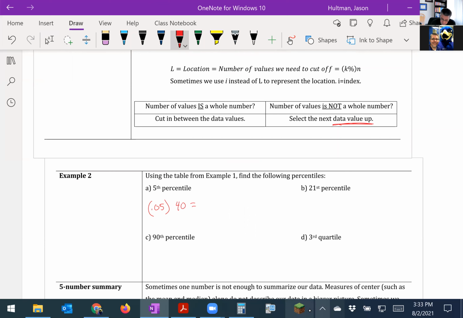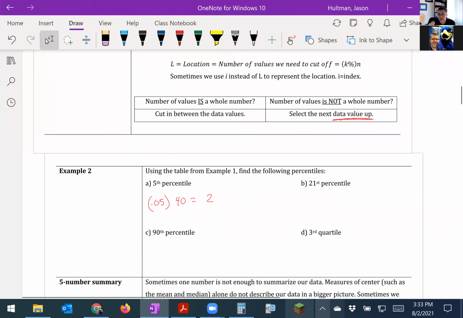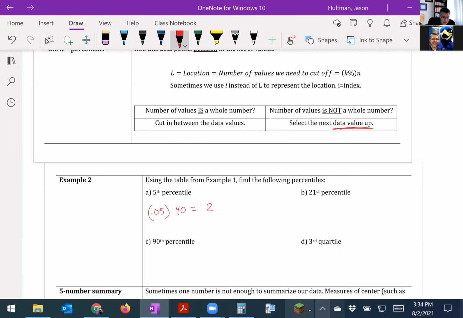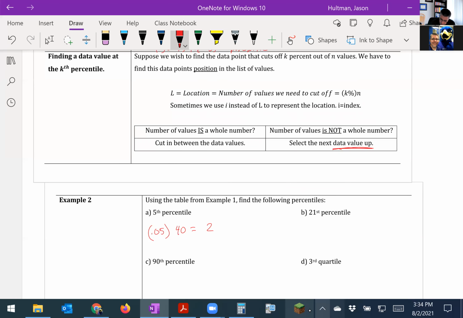And that is equal to 2. Okay, so we're going to look at what are the two values that are lower. There's going to be two values lower than the value we're looking at, right? So that's a whole number. So we're going to look at basically the second value. We cut between the data values. If the data value is a whole number, we cut in between the data values.